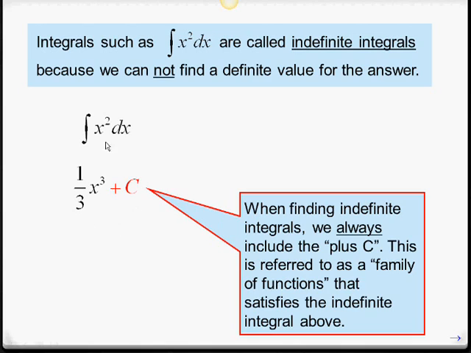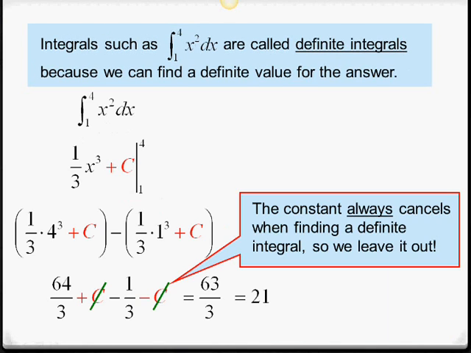This is then referred to as a family of functions that satisfies this indefinite integral above. So just understand that the difference here is that this is an indefinite integral. Its answer is going to be a family of functions because you have to attach the plus c. But if we go back, this answer right here is going to be a real number because now I have enough information to put my upper and lower limits in and get an answer. That's why it is called a definite integral.